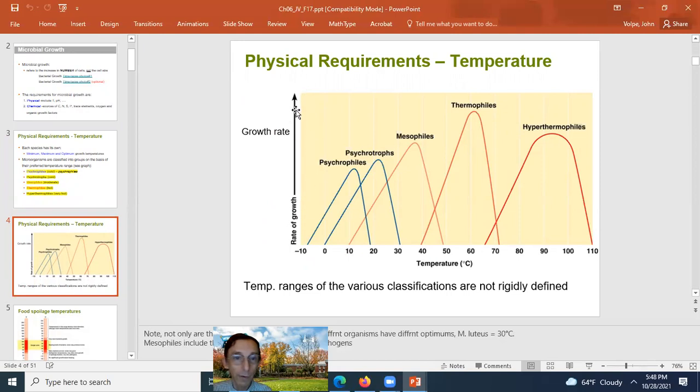So on this, we have the growth rate on the y-axis and then the temperature range on the x-axis. The coolest organisms that grow are called psychrophiles, and they grow at about 10 degrees Celsius. That's the temperature inside your refrigerator. So things can grow in there, and that is why you should throw your food away, unless it's preserved by something else, after it's been in the refrigerator for a week, because the psychrophiles can grow in the food and then cause the food to go bad or spoil.